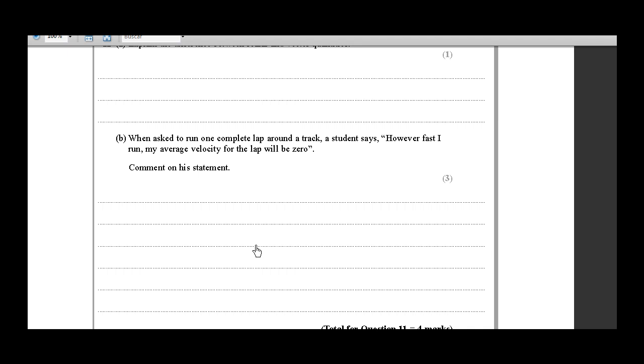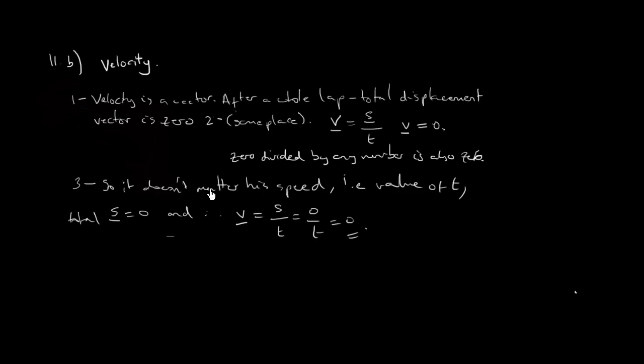For 3 marks, you have to think about the vector quality of the word he uses. He uses velocity, so we have to look at that. An answer that I came up with here was to make 3 points, 1 for each mark, corresponding to what the mark scheme asks for. The first point is that you have to state the velocity is a vector.